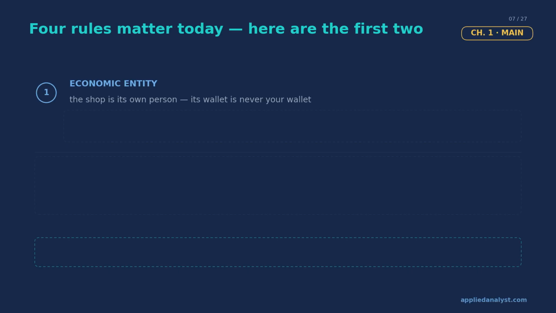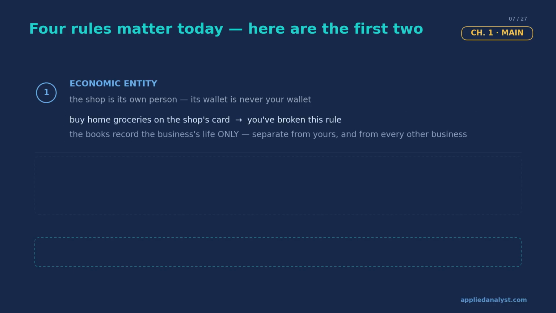4 rules from that book matter today, and we'll take them in pairs. Rule 1. The economic entity assumption. Your shop is its own person. Its wallet is never your wallet. Buy groceries for home with the shop's card and you've broken this rule. The books record the business's life only, separate from yours and every other business.